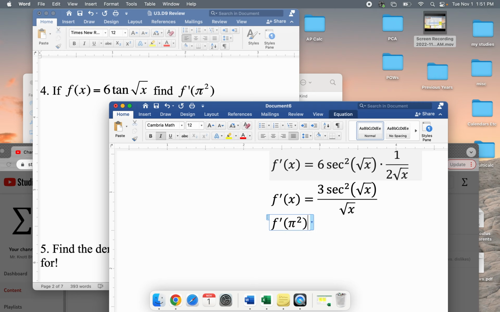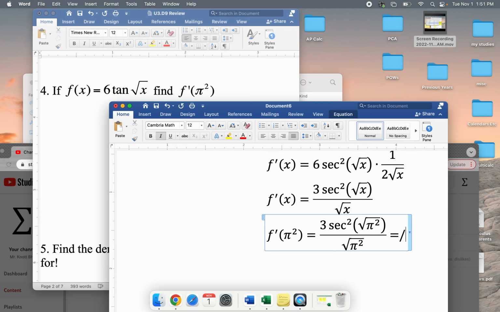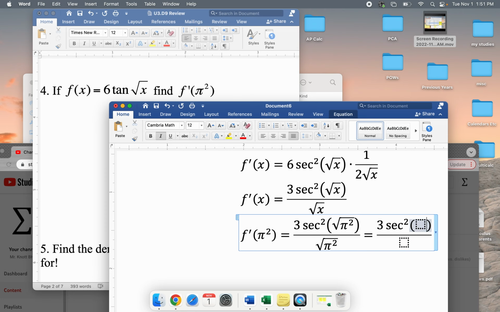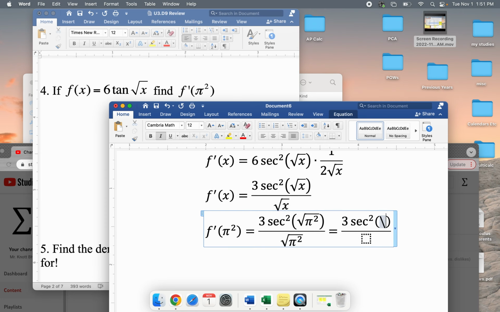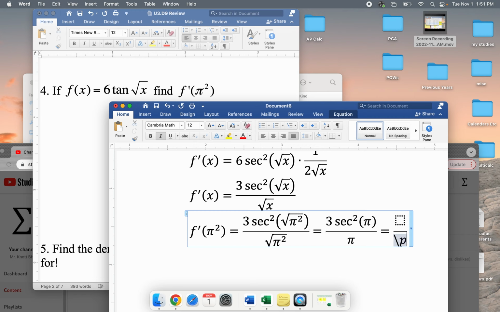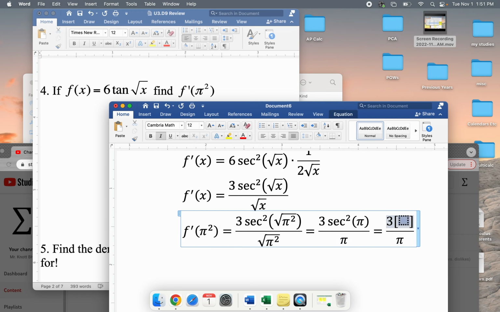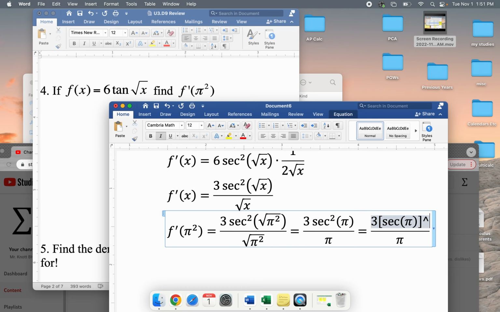So f prime of pi squared will be, I've got a feeling a lot of people are going to have trouble with this one just because it involves some nasty trig values. So 3 secant squared of the square root of pi squared all over square root of pi squared. Well, okay, so let's see. What's the square root of pi squared? Well, it's just pi, right? And then again, square root of pi squared is just pi. Okay, fine. So now how do you evaluate this? Remember what the square here means. This really means 3 times secant of pi, all squared.